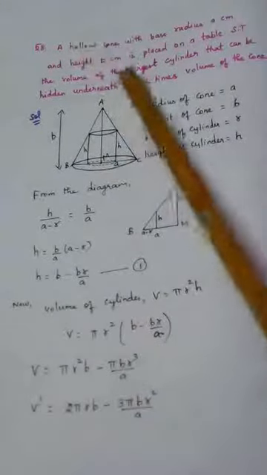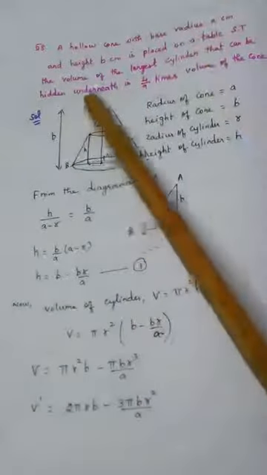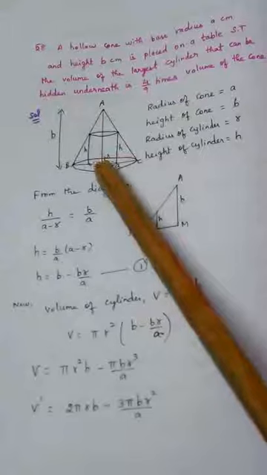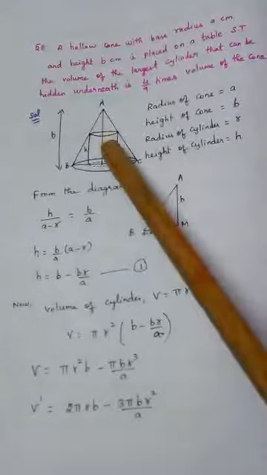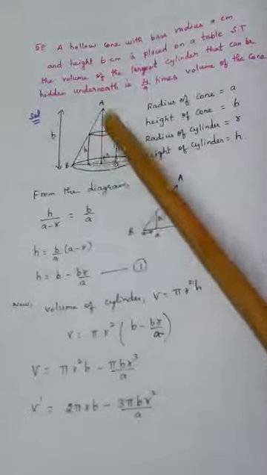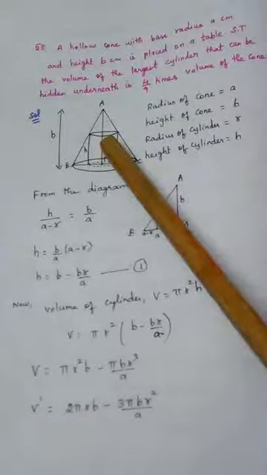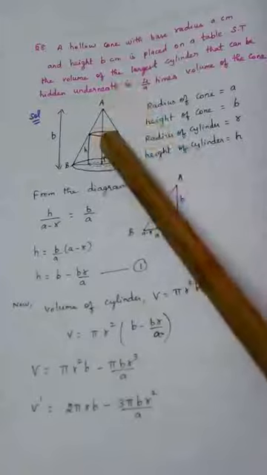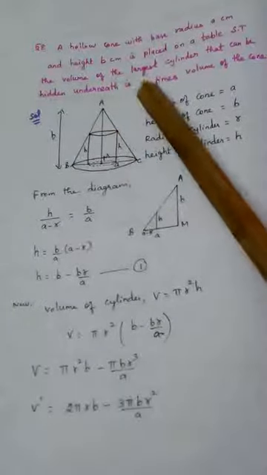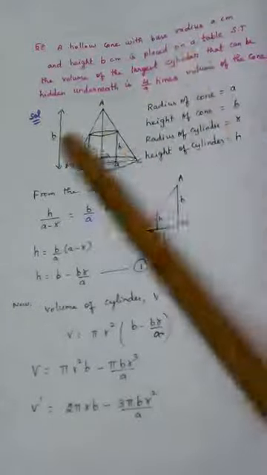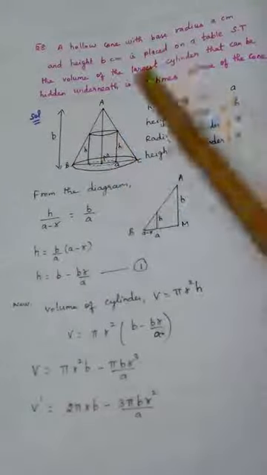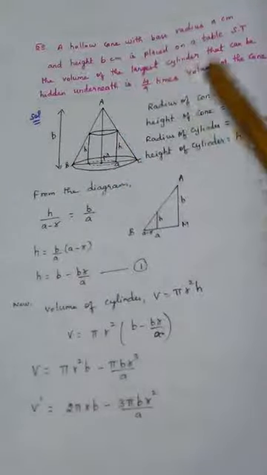Show that the volume of largest cylinder that can be placed underneath. So a cylinder is placed inside the cone. This volume should be largest. This cylinder's volume should be the maximum one. Then the volume of this cylinder is equal to 4 by 9 times volume of this cone. We need to prove volume of this cylinder is equal to 4 by 9 times volume of the cone. That is what we need to prove.